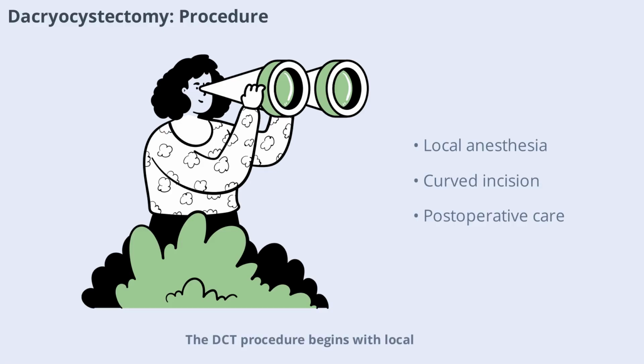DCT procedure begins with local anesthesia using 2% xylocaine with adrenaline, except in hypertensive patients. A curved incision is made near the inner canthus, followed by careful dissection to expose and remove the sac. The lacrimal fossa is cleaned and cauterized, and the wound is sutured for cosmetic purposes. Postoperative care includes firm bandaging, analgesics, and antibiotics.